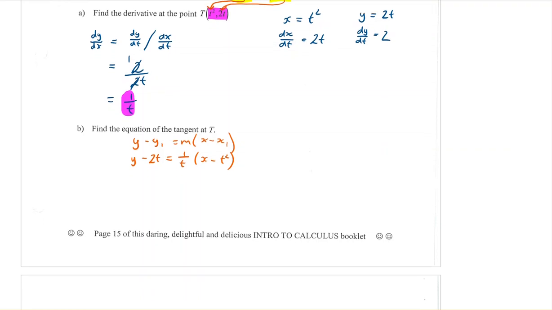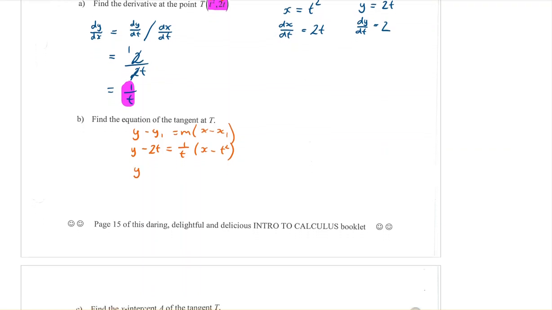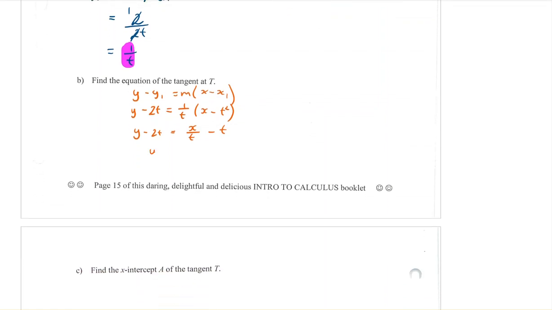Okay, so I can expand that out. y minus 2t equals 1 over t times x would be x over t. 1 over t times t squared would be just t, or minus t, because there's a minus sign there as well. And finally, I could get the y by itself by adding the 2t across the other side. So that will add to this minus t term here. So it'll be minus t plus 2t would make a plus t. So there is my equation of the tangent.